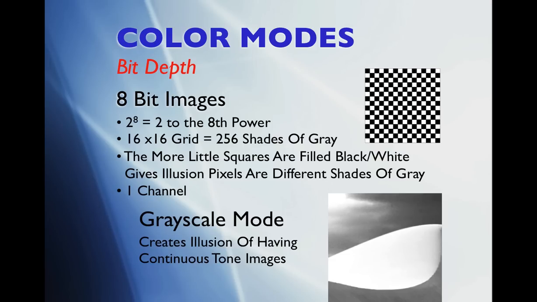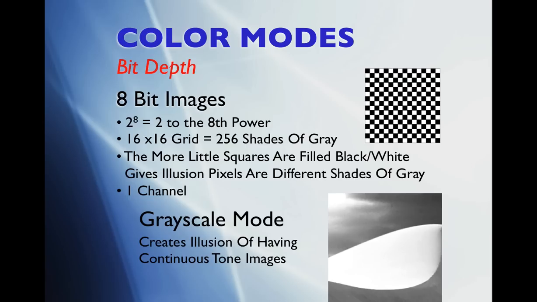Well, this is called an 8-bit image, because it's 2 to the 8th power. And what that means is if we multiplied 2 times 2 times 2 times 2, 2 8 times, that's 2 to the 8th power, and you're going to end up with 256.